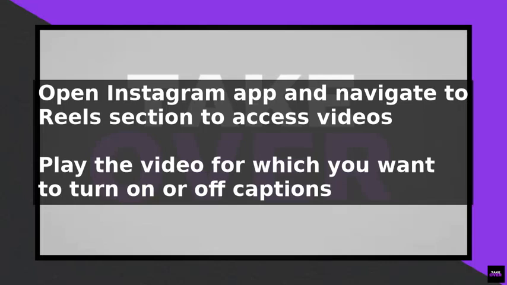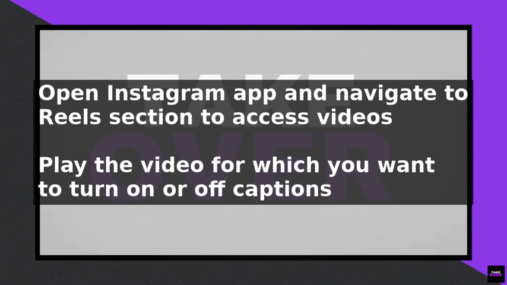To turn on or off captions on Instagram Reels, start by opening the Instagram app on your device and navigating to the Reels section. Once you are in the Reels section, play the video for which you want to turn on or off captions.